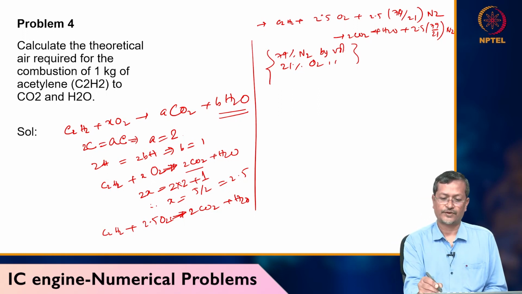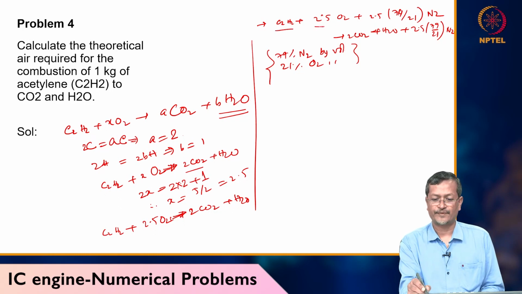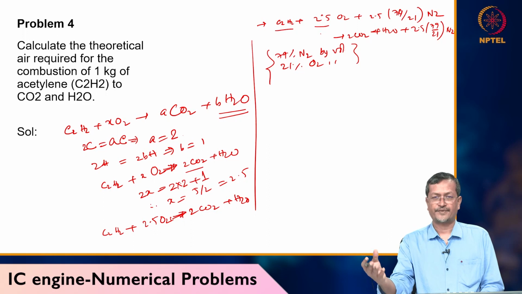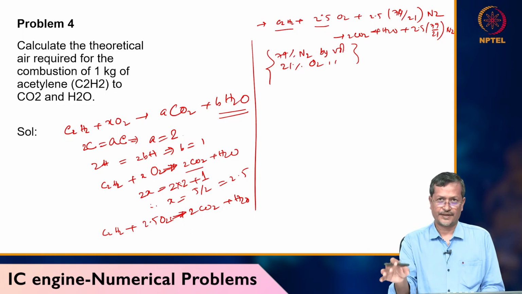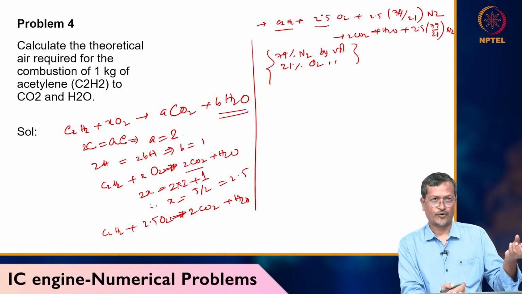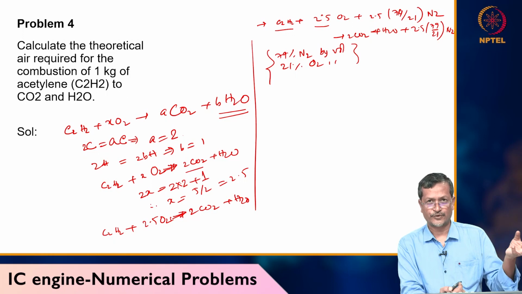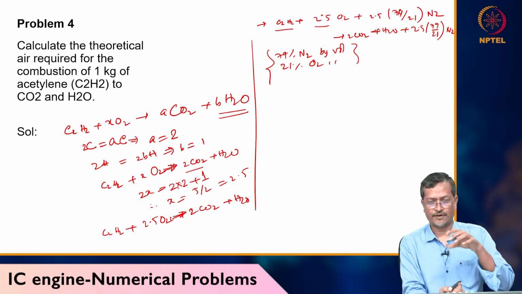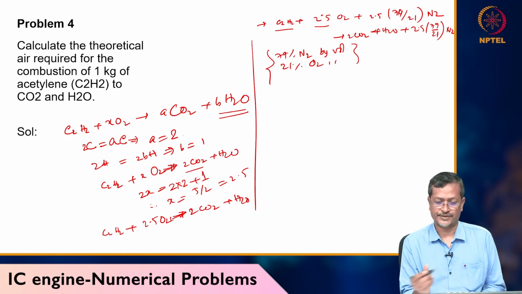So for example, 1 mole of acetylene is reacting with 2.5 moles of oxygen. So how many moles of nitrogen should be there in the air when we are sucking air? Air gives oxygen plus nitrogen. So when you are sucking 2.5 amount of oxygen, how much nitrogen are you also sucking in for your combustion? That calculation you have to do first.